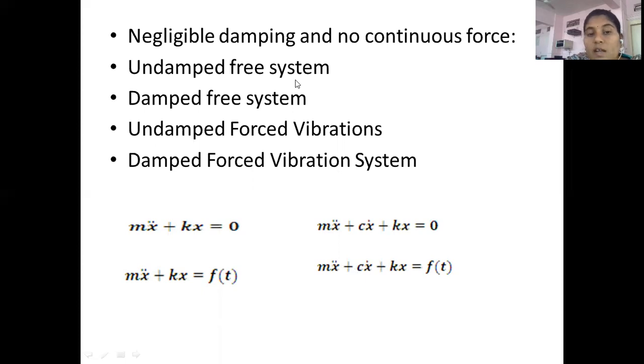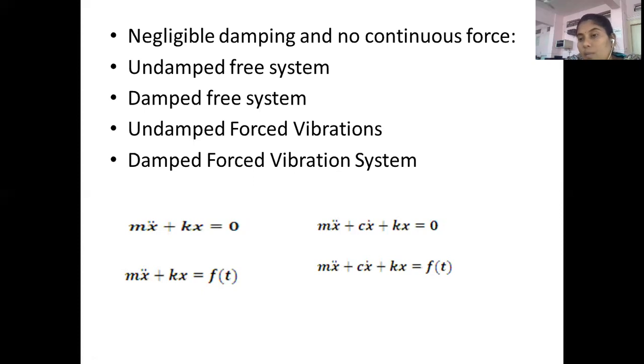Next one is the free system. What kind of system is this? It is a free system, so the f of t parameter will be equal to 0. So which parameters remain for equation number 1, the undamped free system? That is mx double dot plus kx equal to 0.